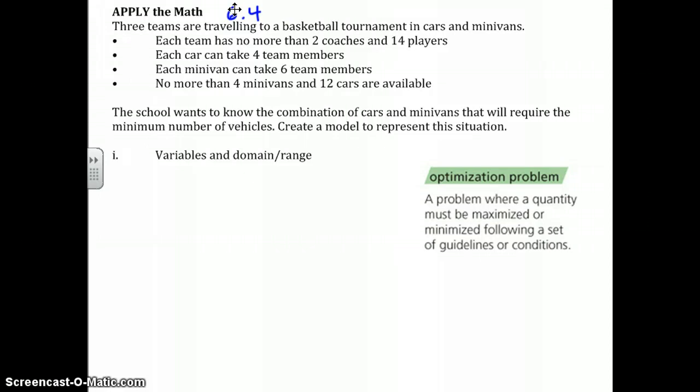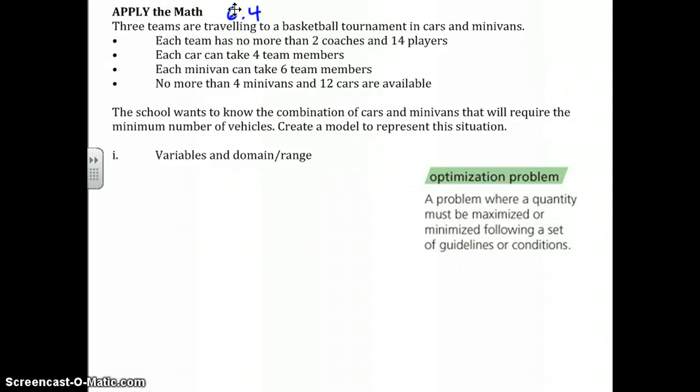Alright, so this question here. It says 3 teams are traveling to a basketball tournament in cars and minivans. Each team has no more than 2 coaches and 14 players. Each car can take 4 team members. Each minivan can take 6 team members, and no more than 4 minivans and 12 cars are available. The school wants to know the combination of cars and minivans that will require the minimum number of vehicles. I'm going to create a model to represent this situation.